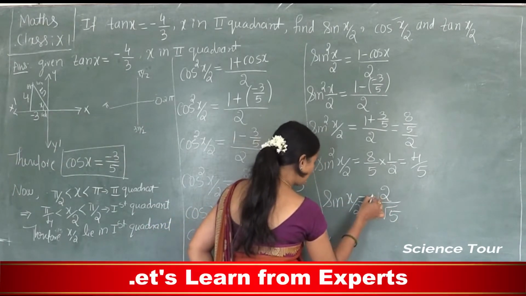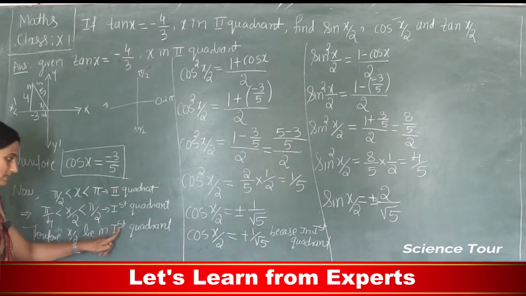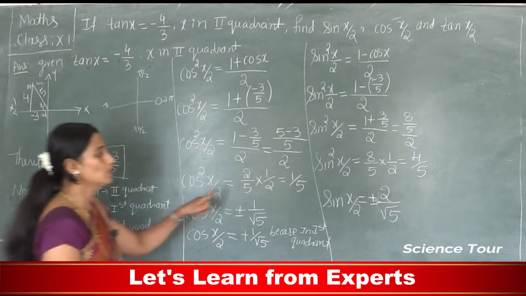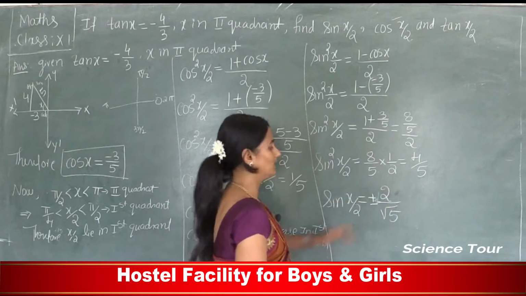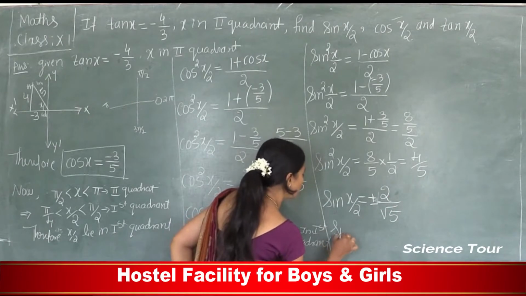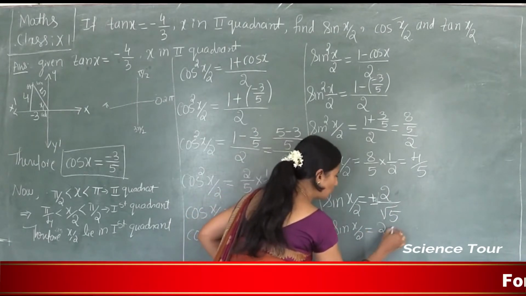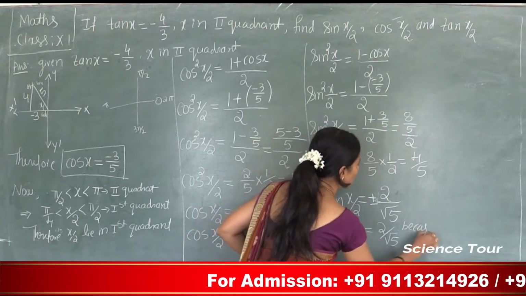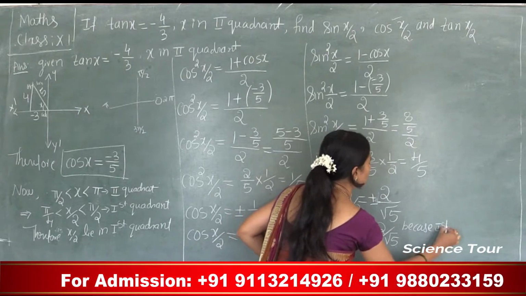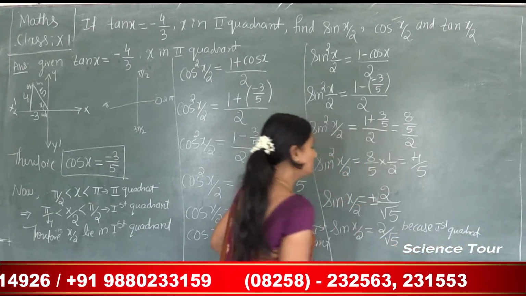Now, is that positive or negative? See, x by 2 lies in the first quadrant. So sin in the first quadrant, is that positive or negative? It is positive. Therefore sin x by 2 is plus 2 divided by square root of 5, because it is in the first quadrant.